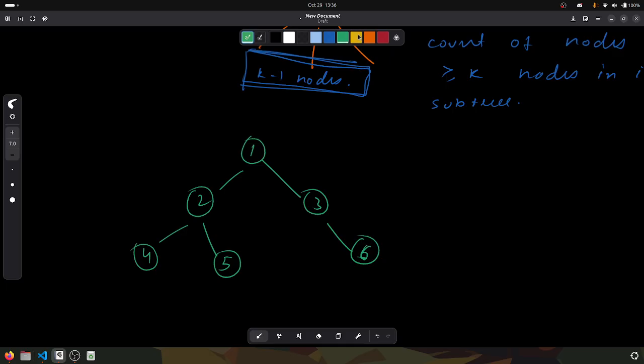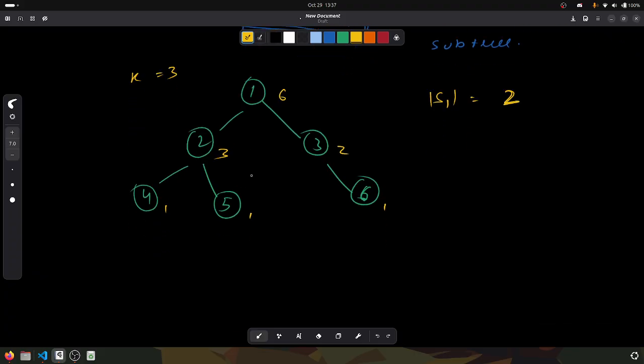So let's find S1 here. What will S1 be? What is k? K is 3. So for 1 we can select these 3, so 1 is good, 2 also is good, 4 and 5 are not good, 3 and 6 are not good. So S1 is 2, right? Let's also write the number of elements in the subtree: for 1 it's 6, for 2 it's 3, then 1, 1, then 2, 1. We can see that only these two have greater than or equal to 3 elements in their subtree.